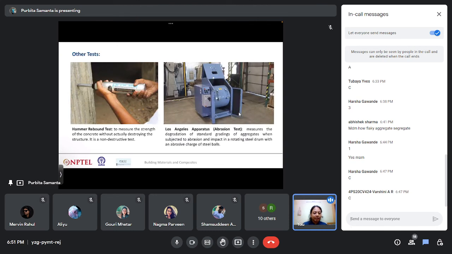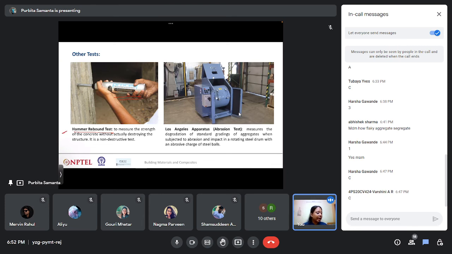There are other tests also when we talk of concrete. One of them is the hammer rebound test. It also helps in checking the strength of the concrete. However, it's a non-destructive test. That is for the cube test, what did you see? The cube test is destructive. However, using this rebound hammer test, we can check the strength, but at the same time, we are not destroying the concrete structure. So that is the hammer rebound test.